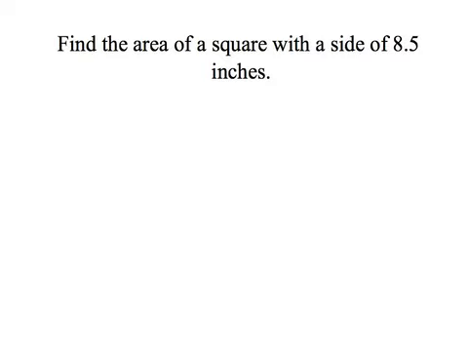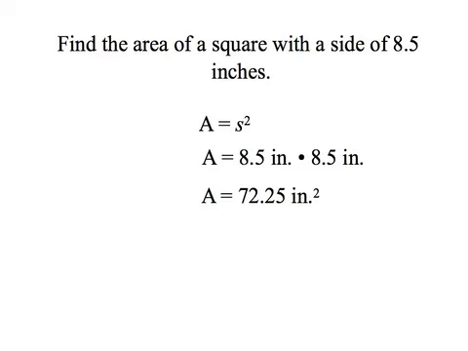Now we're going to find the area of a square with side 8.5 inches. We get out our formula for the area of a square, S squared. So that's 8.5 inches times itself. And we get out our calculator, 72.25 square inches is the area of the square.